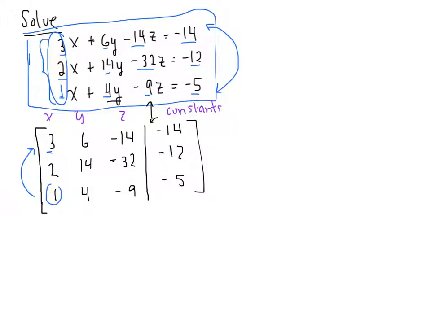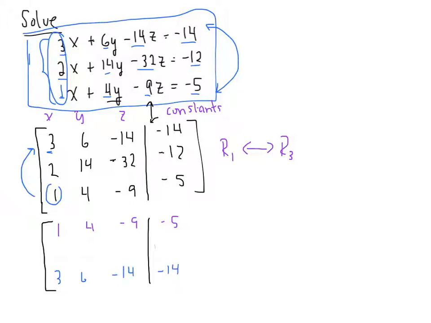And so what I write here to remind me of what I did is I'm going to switch row 1 with row 3. That's what this notation means. So I'm going to rewrite this matrix, but I'm going to switch row 1 and row 3. Row 1 now will be up here. Sorry, actually, I didn't want to do that one. I'll do this line right here. And row 3 is now going to be down here: 3, 6, negative 14, and negative 14. But I'm not switching row 2 at all, so row 2, I'm just going to leave it alone.